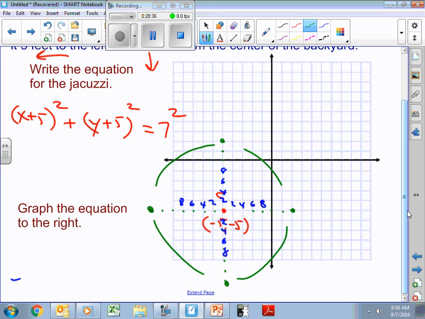So again, 2, 4, 6, 8. On this one, let me just get it in there. For this one, if I'm going 5 this way, there's 5 and 5 down. That's not bad. It's in the middle. It's gonna be in the middle of the box. Right here. Right there.